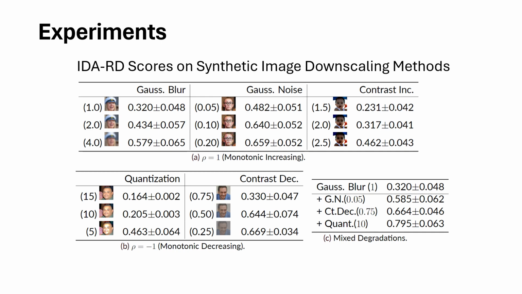For synthetic image downscaling methods, we simulate the effects of different downscaling methods by adding controllable degradations after bicubic downscaling, like Gaussian blur, Gaussian noise, contrast increase and decrease, image quantization. It can be observed that our IDARD measure works as expected. That is, the stronger the degradation, the worse the downscaling algorithm, and the higher the IDARD, which demonstrates its effectiveness.